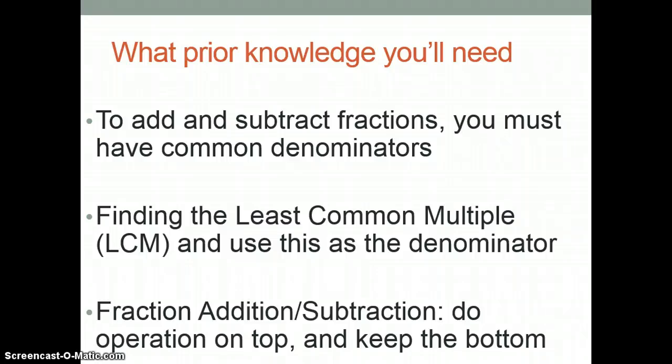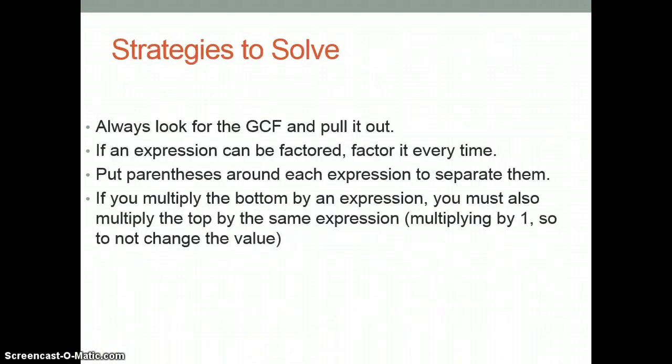And then the last portion is when you do fraction addition and subtraction, you're going to have to do the operation on top, so add or subtract, and then you're going to keep the bottom, the common denominator, the same. Some strategies that we're going to use that are going to help you. If you can factor things, you always want to factor it, and that starts with pulling out the GCF. Anytime there's something that is common to everything, you want to pull that out. And again, if it can be factored, we factor it every time.